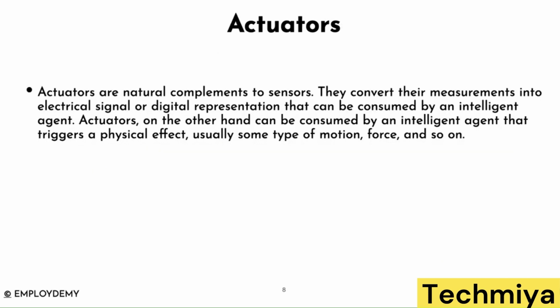So what is the difference between sensors and actuators? Sensors are used to sense the data, actuators are used to act on it. Actuators are like the complement to the sensors. They convert the digital electrical signal into some real world physical effect, that is some useful act, maybe some motion or moving or some trigger, and so on.